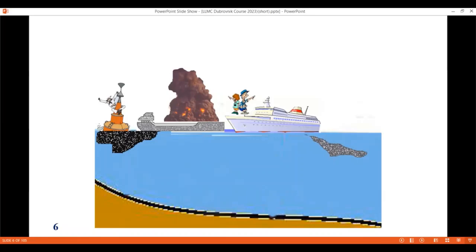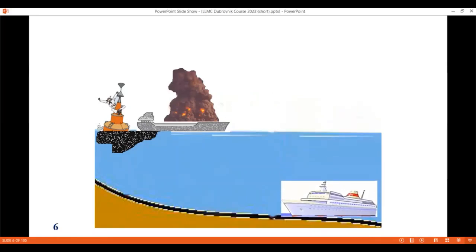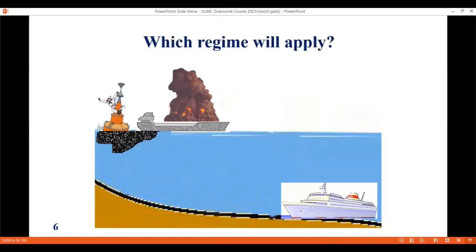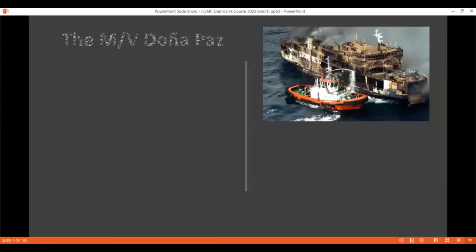There's loss of life of passengers. There's loss of life of the crew of the passenger ship, which are two different regimes. And then the ship sinks and becomes a wreck, and we have to remove it. And the question will be, which regime will apply? And there is an amazing interaction between conventions when it comes to this point.